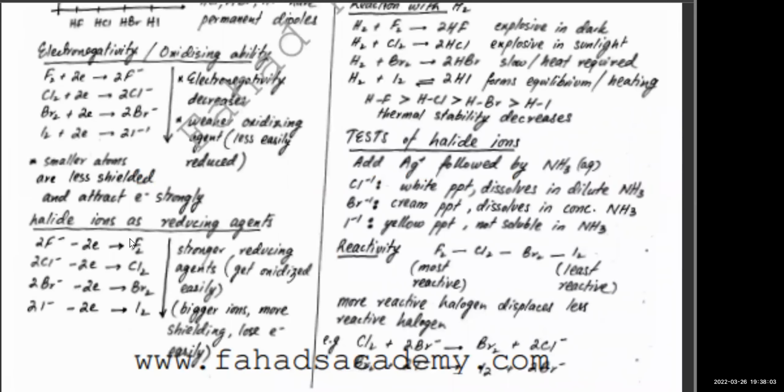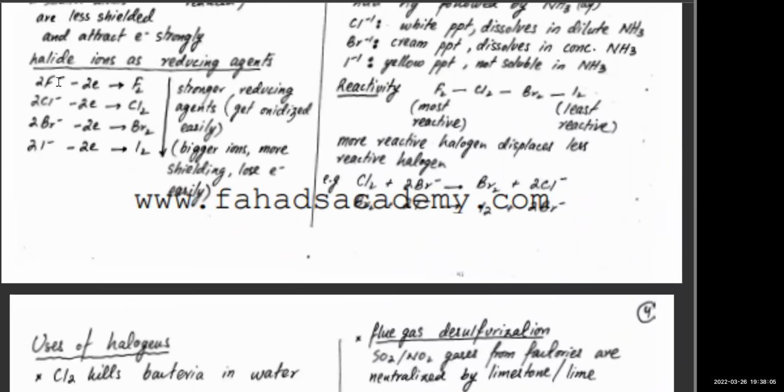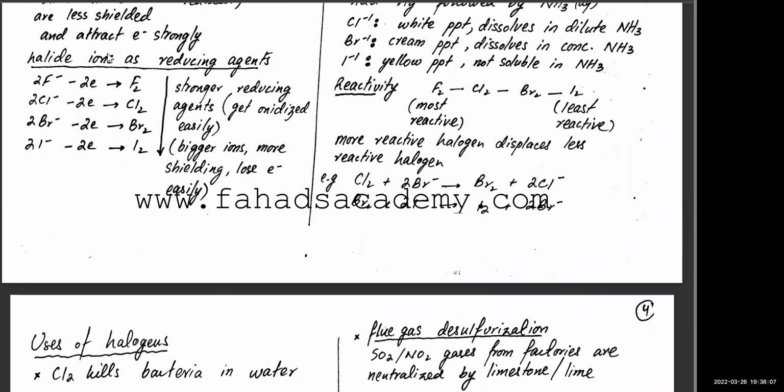तो ये चीज़ याद रखा कि उसमें कोई ज़्यादा है नहीं, एक ही पेज है. I'll just quickly go through that halide ions are very good reducing agents. F-1, Cl-1, Br-1, I-1, they can all lose electrons. लेकिन जो बड़ा आयन है ना, the bigger the ion, more shielded, so it would be much easier for it to lose electrons. तो I-1 is a very good reducing agent. It gets oxidized very easily, it loses electrons very easily, तो ये बैठा दूसरों को इलेक्ट्रॉन्स दे रहा होता है.